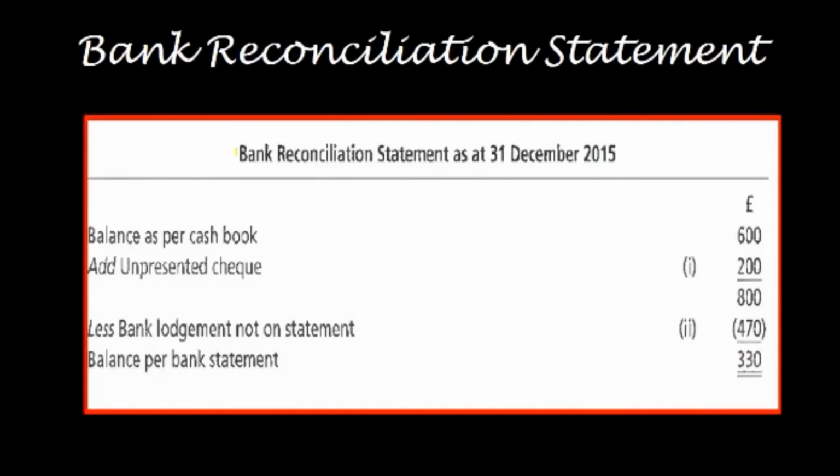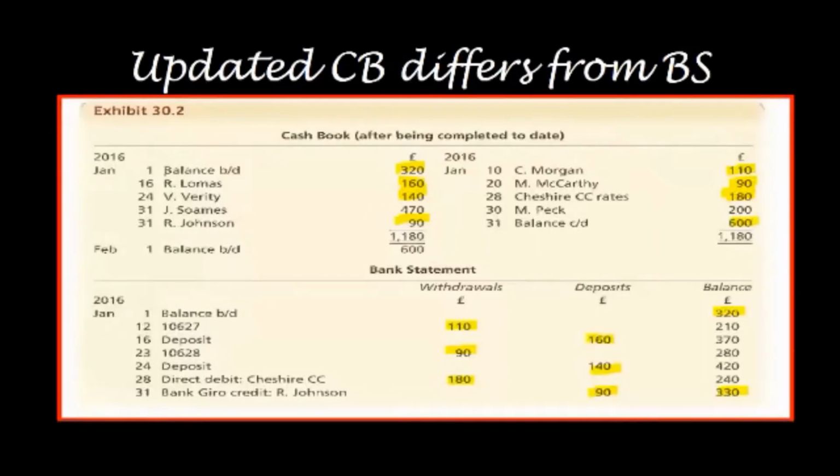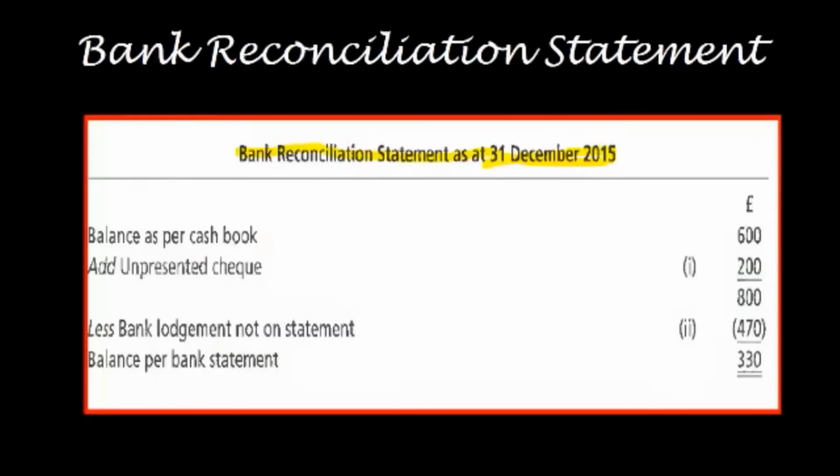What we have here is our bank reconciliation statement, the format for it. We put the date. It's usually the last day of the bank statement here. Okay. On that date, we take the balance as we have in the cash book. We add any unpresented check. I'll explain what that means just now. Then we less any bank lodgement. Lodgement is just another word for deposit, and we should get the balance per bank statement.